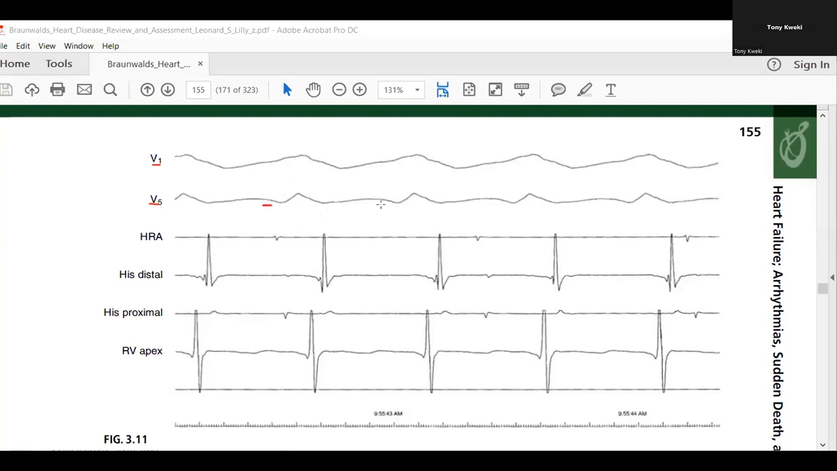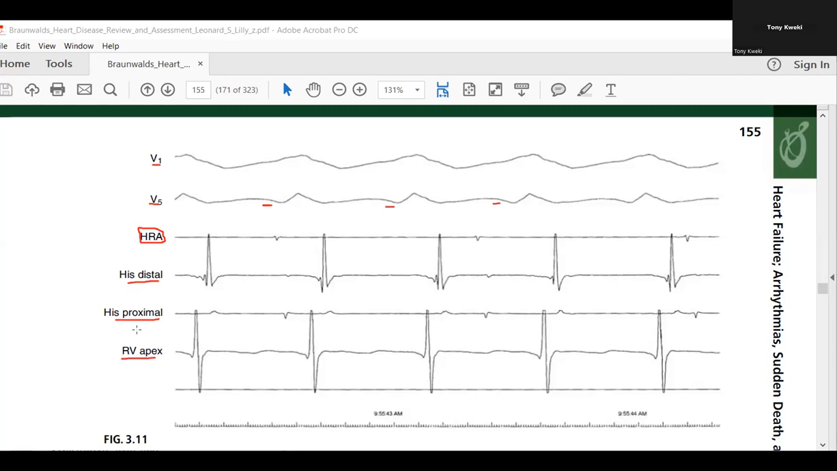So one of the things we ask ourselves at the lower part is what is happening downwards. We have the HRA, which corresponds to the high right atrium, and that gives us a picture of where the sinus node would be, because of course it's in the right atrium. Then we also have the bundle of His, where we have two parts: the distal and the proximal. And then we also have the RV apex, which is the right ventricular apex.